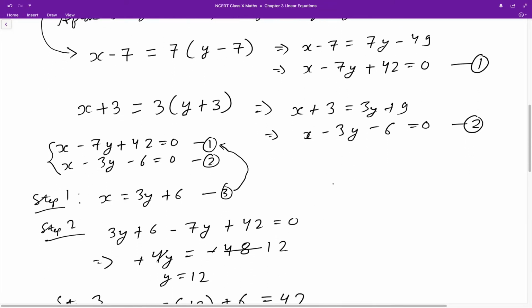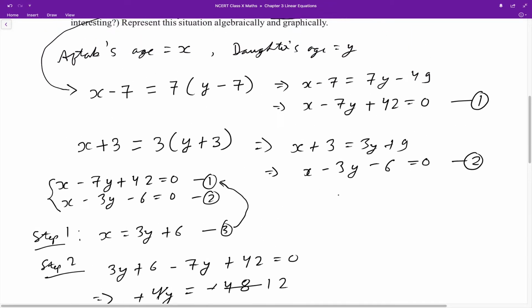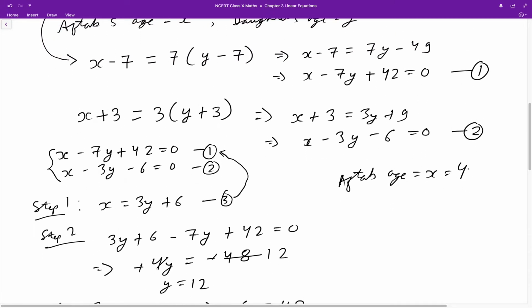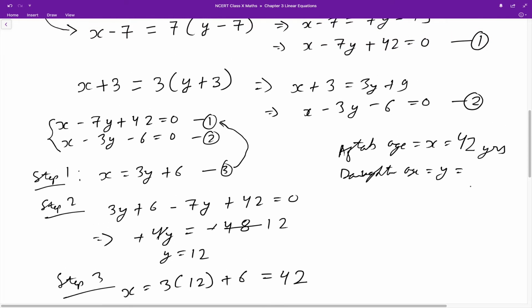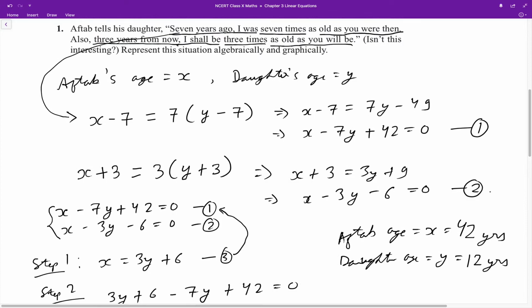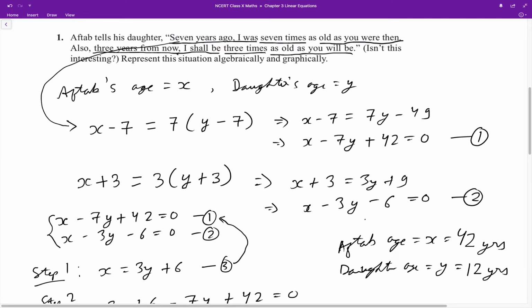So the final value that we got is Aftab, x, is equal to 42 years, whereas his daughter's age, which we assumed as y, is equal to 12 years. So that's it. Let us just verify it.